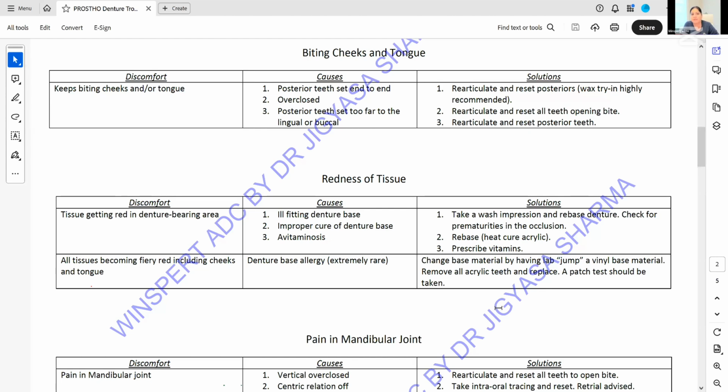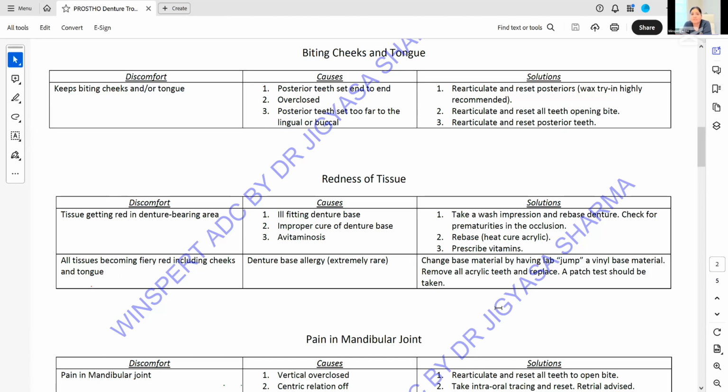Whenever the cheek biting or tongue biting is happening, there is a problem with the vertical or the horizontal overlap of the teeth. When the posteriors are set edge to edge and there's a lack of overbite in the posteriors, it tends to bite. How will you adjust it? You will reset, rearticulate, and you might have to reduce the buccal surface of the mandibular molars a little bit to create the overbite.